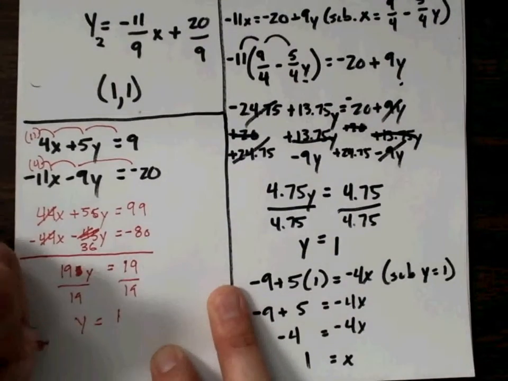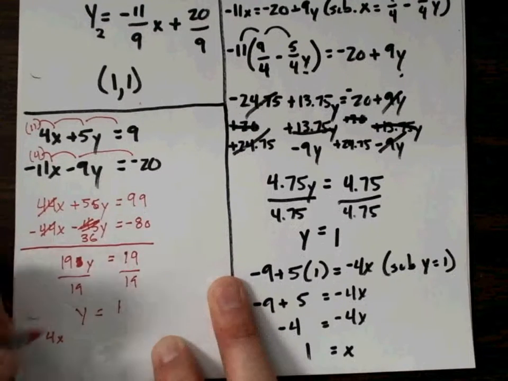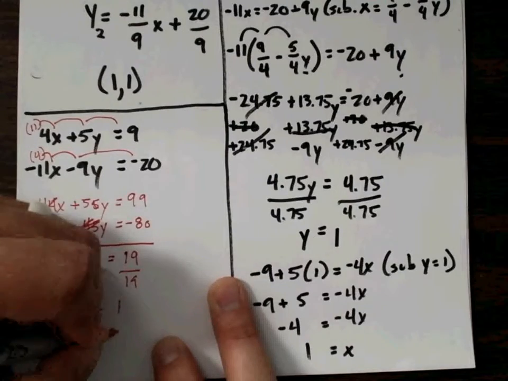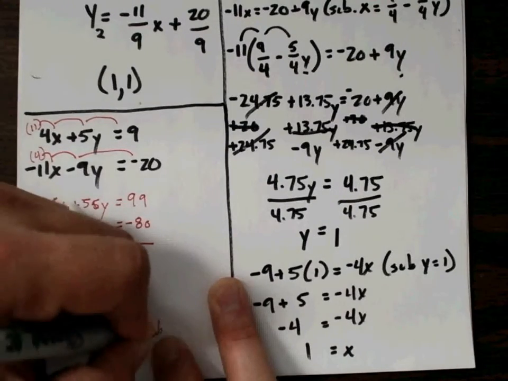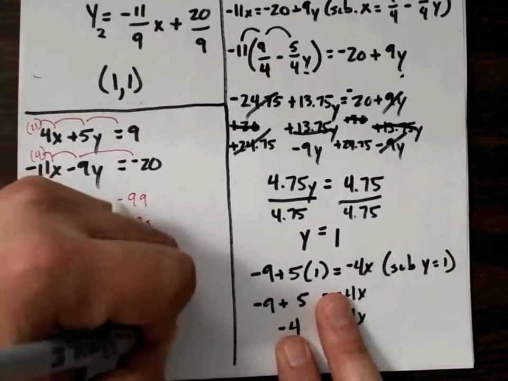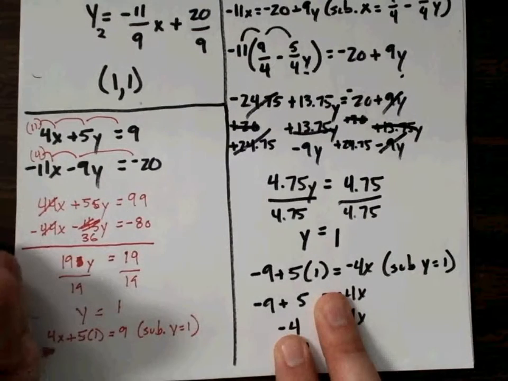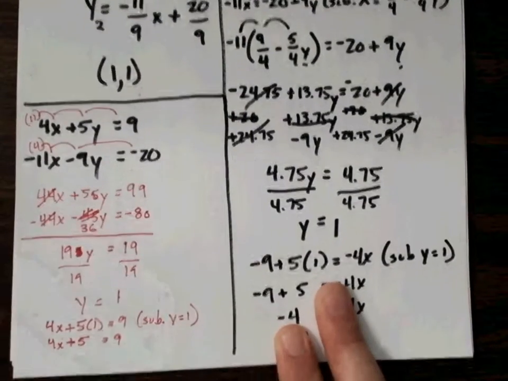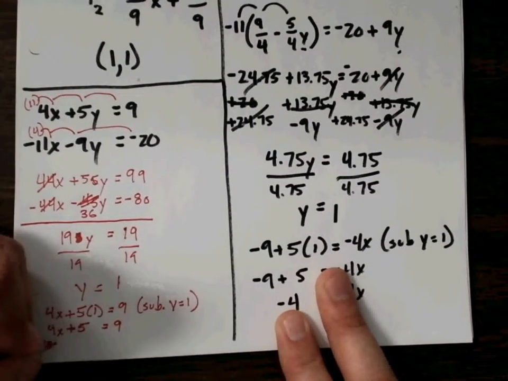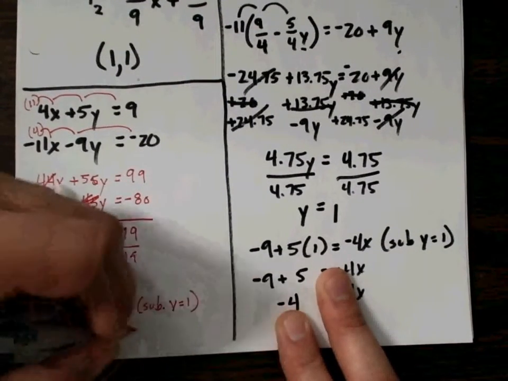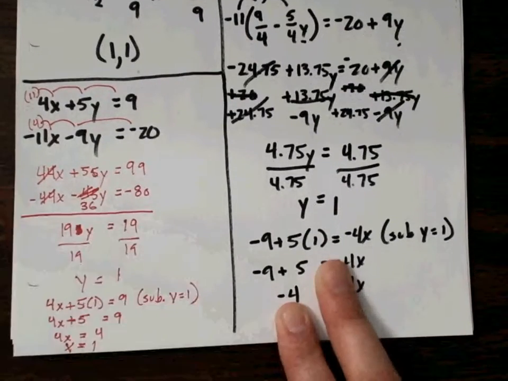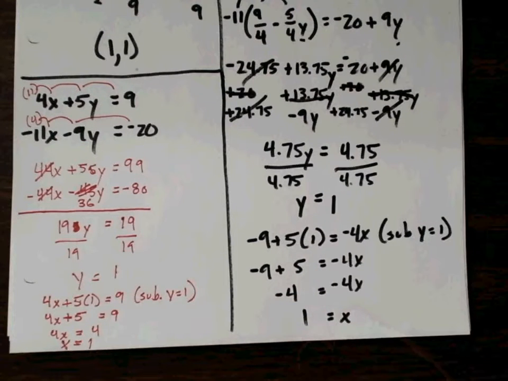So y equals 1. Go back up and substitute it in. I'm going to substitute it into this equation here. 4x plus 5 equals 9. Subtract the 5. 4x equals 4. x equals 1.